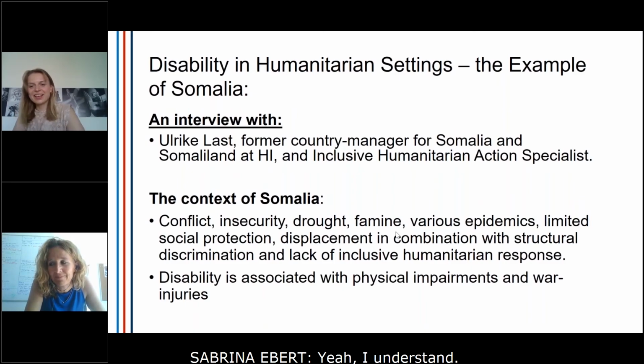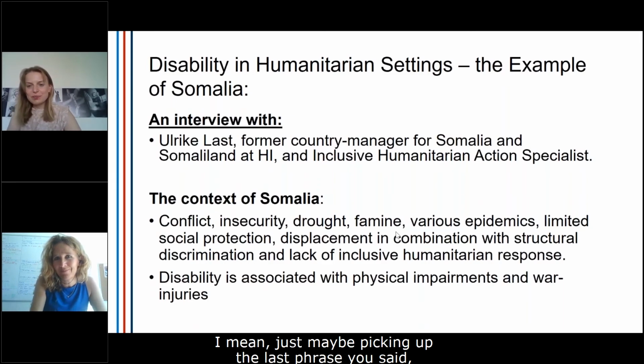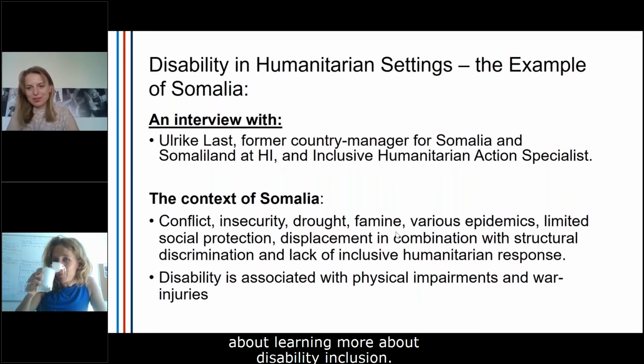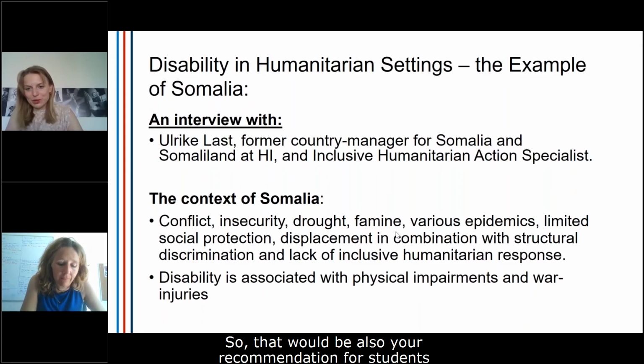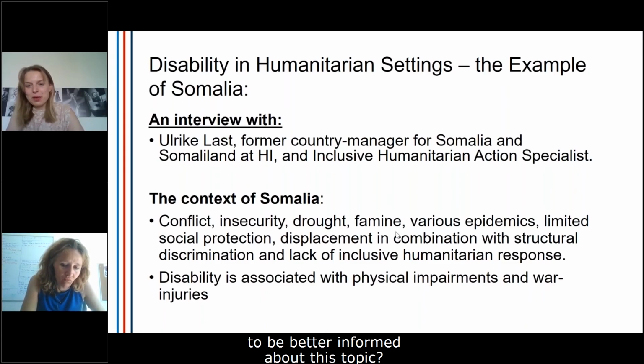Yeah, I understand. Just picking up the last phrase you said about learning more about disability inclusion, kind of what you're doing and teaching now as well. So that would also be your recommendation for students, to be better informed about this topic?